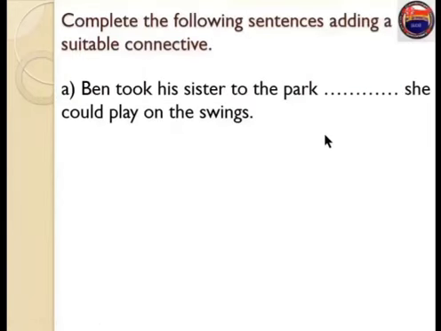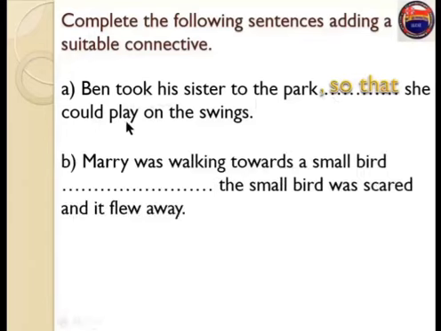So sentence A. Ben took his sister to the park. She could play on the swing. Toa, can you answer this, please? Ben took his sister to the park so she could play on the swings. Can you use so that? Yes, you're correct. So we can say, Ben took his sister to the park, comma, so that she could play on the swing. Very good, Toa. Thank you.